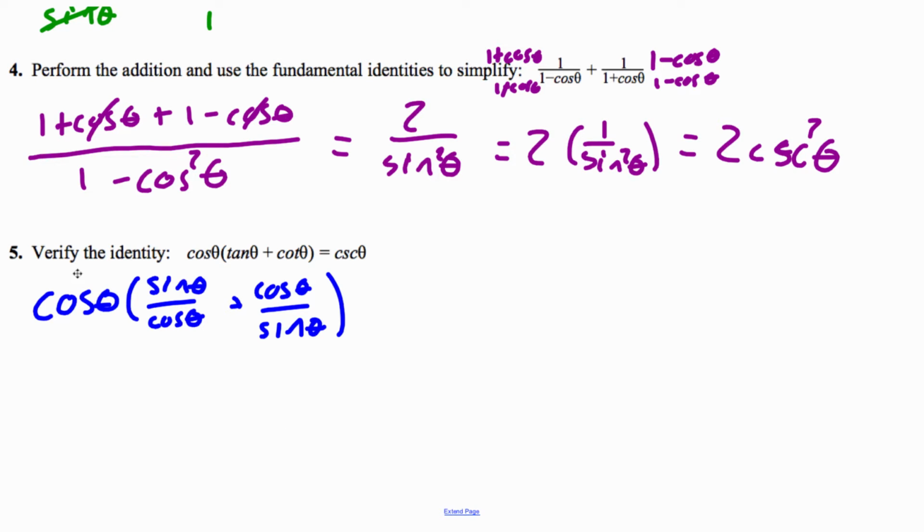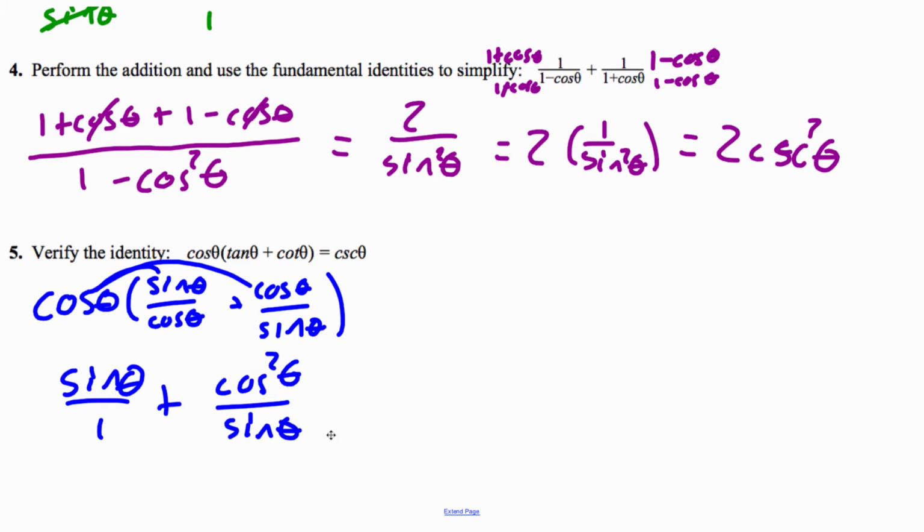Now what I'm going to do is take this cosine on the outside and distribute it into the parentheses. If we take cosine times the sine over cosine, the cosines will cancel out and we'll just have sine of theta over 1, plus if we take the cosine times cosine over sine, well, cosine times cosine is cosine squared over sine of theta.